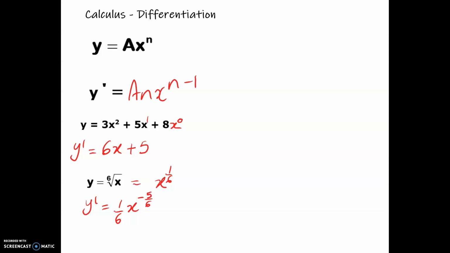You could leave it like that, or if you wanted to rewrite it, you could write it as 1 over 6 x to the power of 5 over 6, and then you could further rewrite it in surd form as 6th root of x to the power of 5.